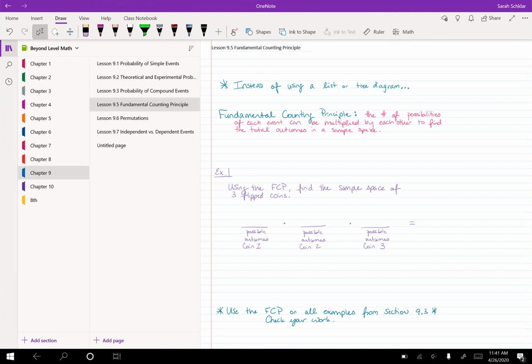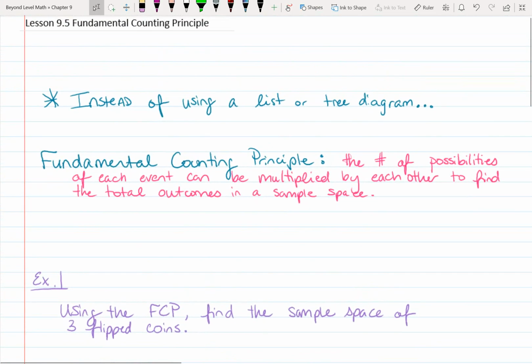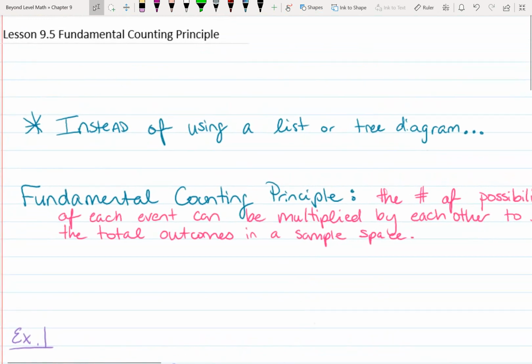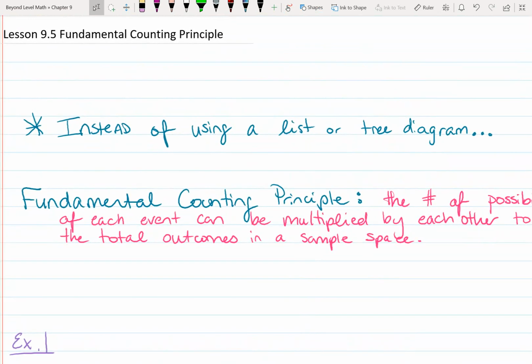We are skipping 9.4. 9.4 is talking about simulations. It's not something that we need to focus on, nor will you focus on it next year with Mrs. Nielsen. So we're going to skip it.